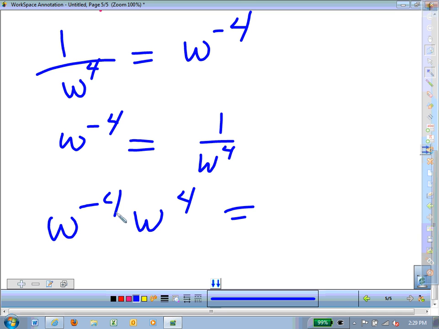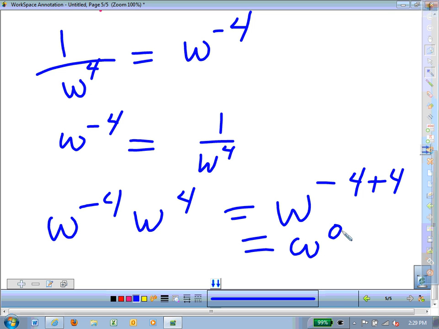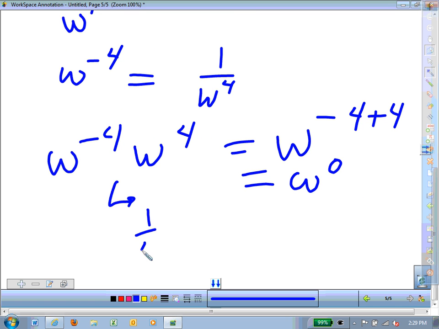Now, if you take something like w to the minus 4 times w to the 4, and you do this rule, back up 4, go forward 4, where do you end up? So what does it mean to have 0 factors? Well, if I start over here, it means you're at 1, right?